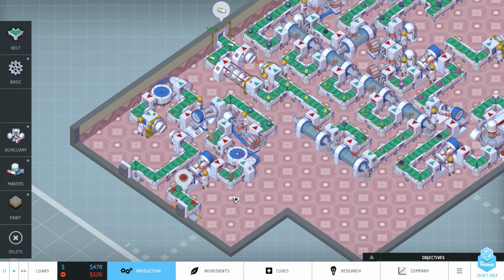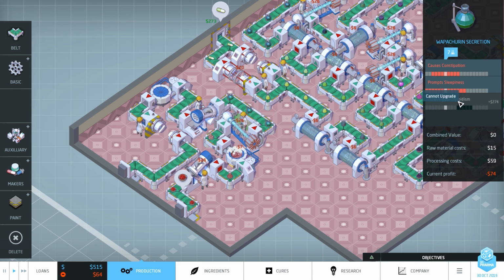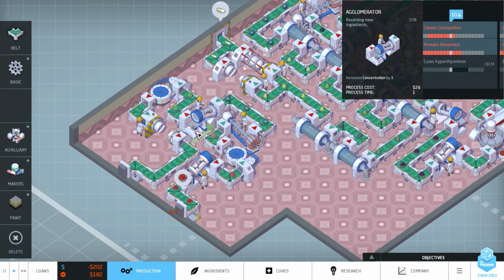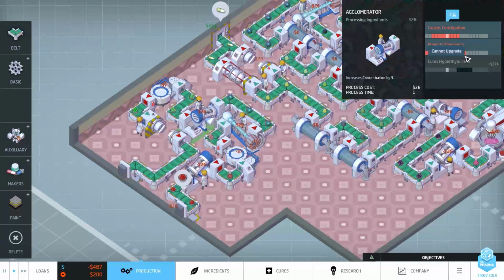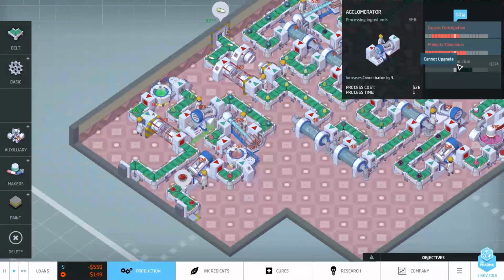Here it goes. All right, it's got hyperthyroidism on it now. We're gonna boost this up, and it's gonna go to a lot of constipation and a lot of sleepiness. A lot of constipation right there.